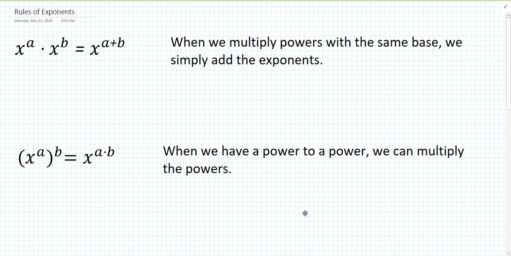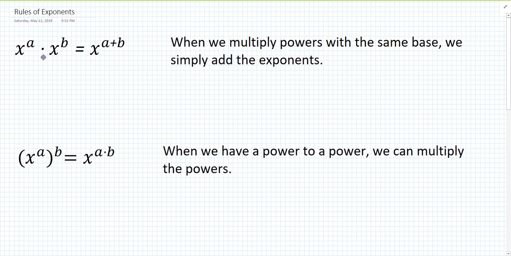Okay, I think we're at the point where we might want to start reviewing some of the rules of exponents. We should be fairly comfortable with a lot of these rules. We may need to factor or expand them out from time to time, but I think a lot of us are starting to pick up on these rules. So let's take a look at them.